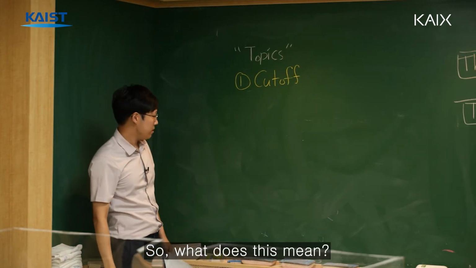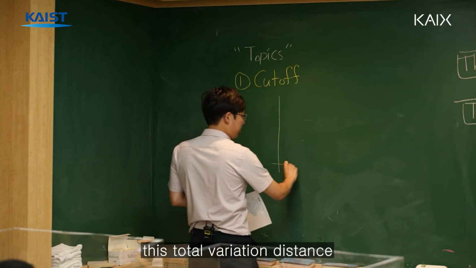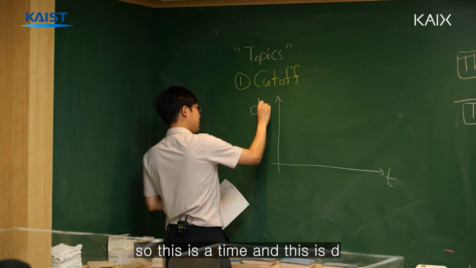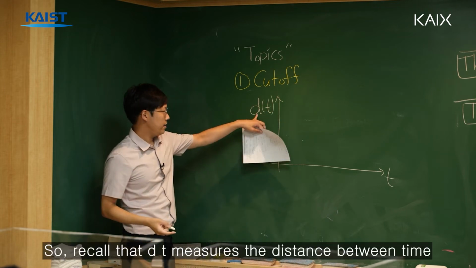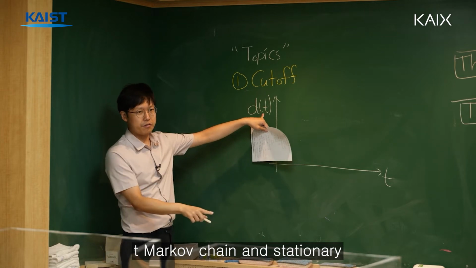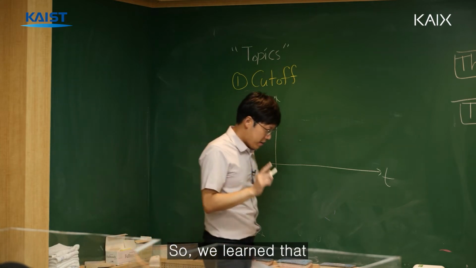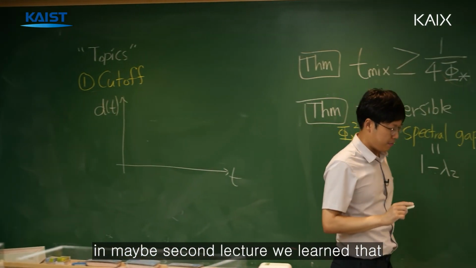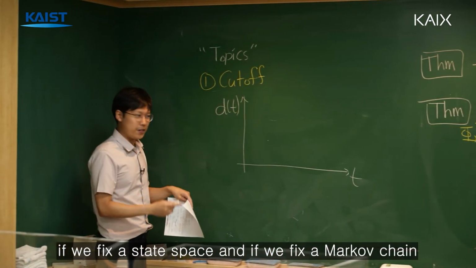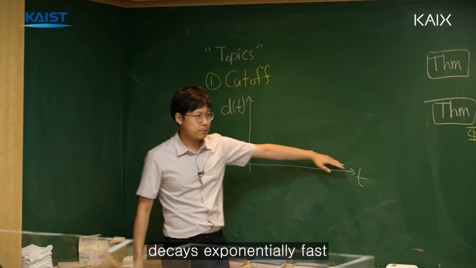So what does cutoff mean? Cutoff means that this is the total variation distance, this is time, and this is d. Recall that d_t measures the distance between the time t Markov chain and the stationary one. We learned in maybe the second lecture that if we fix a state space and a Markov chain, then as t goes to infinity, this function decays exponentially fast.